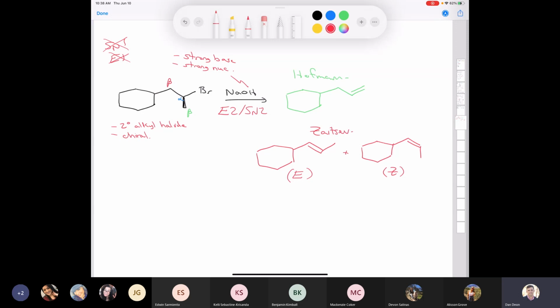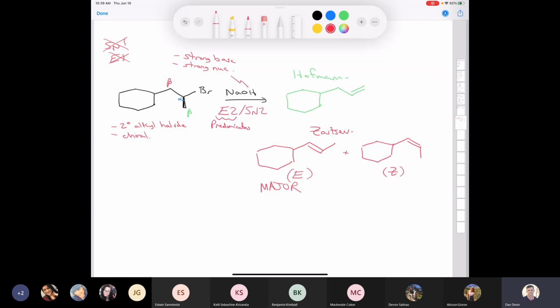Zaitsev. Could anybody tell me which one would be the major? Would it be the E or the Z? And it's not a trick. I'm not trying to fool you or anything. Based off of what we've learned this morning, which one would be? Yeah, absolutely. Thanks, Mackenzie. It's the E. So this would not only be the E, but this would be our major product of the whole dang reaction, right? Because this pathway, E2, is going to predominate, okay?